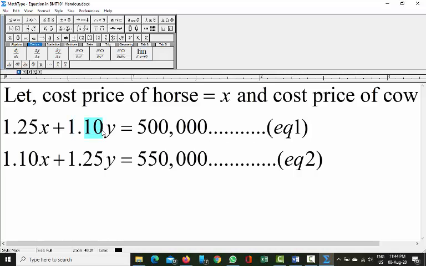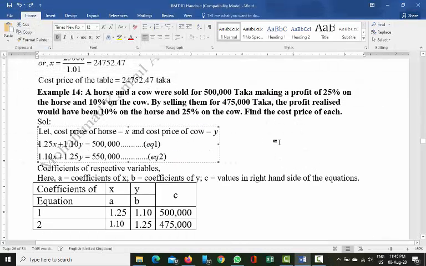So with profit 10 paisa and cost 1 taka, the sales price is 1.10 taka. Since the cow price is not 1 taka but Y taka, we will multiply it by Y. So that is 1.10y, the sales price of the cow. That's the sales price of the horse. So together the total sales price is 5 lakh taka.